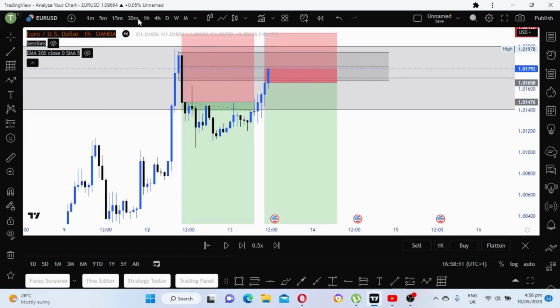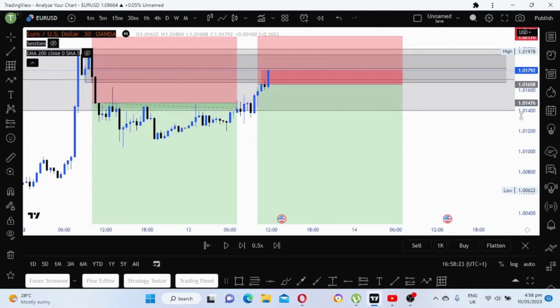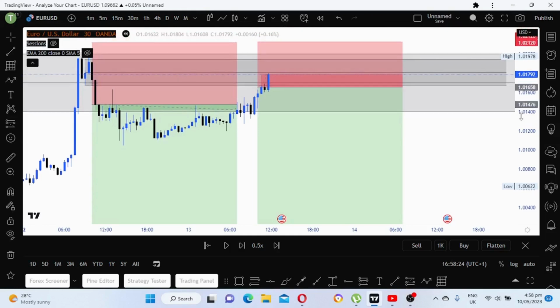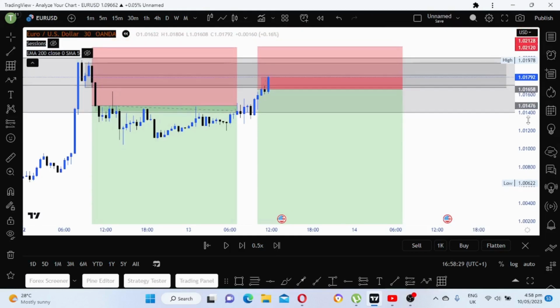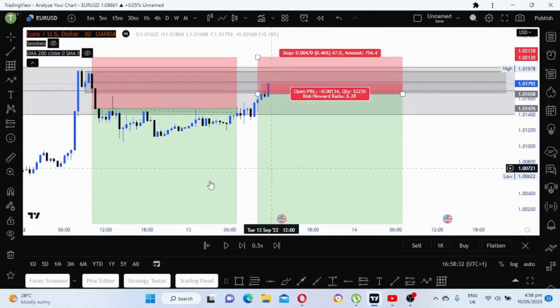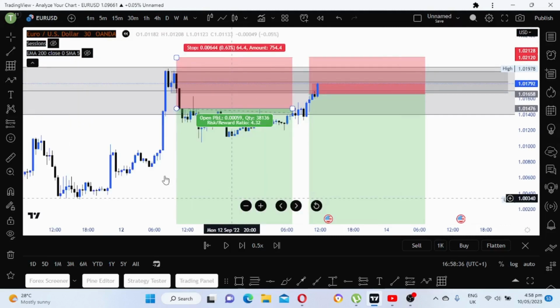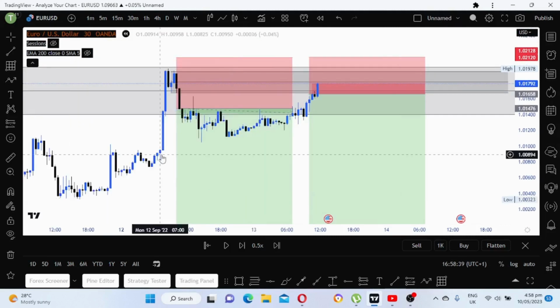Okay, now let's move to M30 and see what is happening there. On M30, you can obviously see the same zone that I have drawn. Let's wait and see if price would respect that same zone.